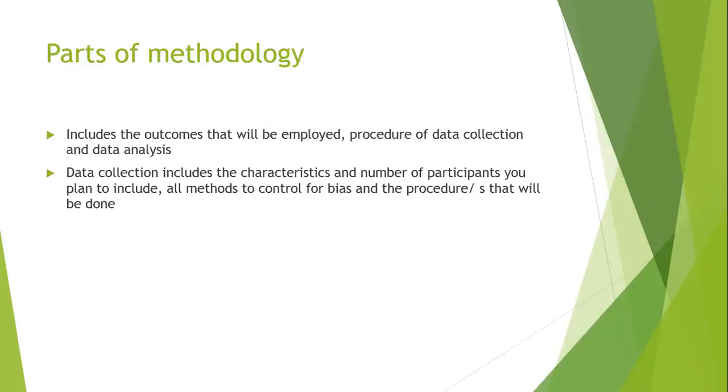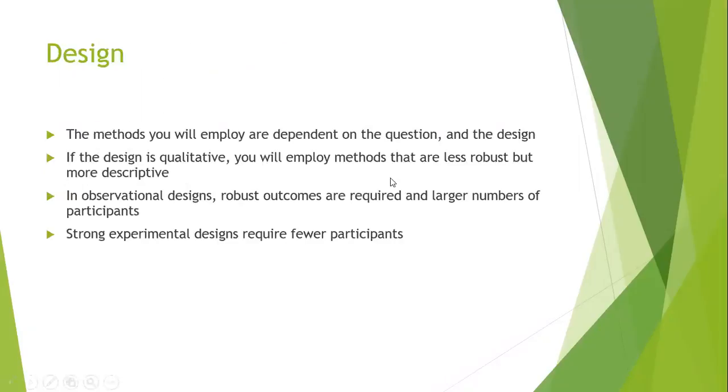And you want to know the number of participants you plan to include, because if the numbers are very less, then you may not be able to do parametric statistics. You have to do non-parametric statistics because you're not expecting normal distribution. You want to check all methods to control for bias and the procedure that will be done.